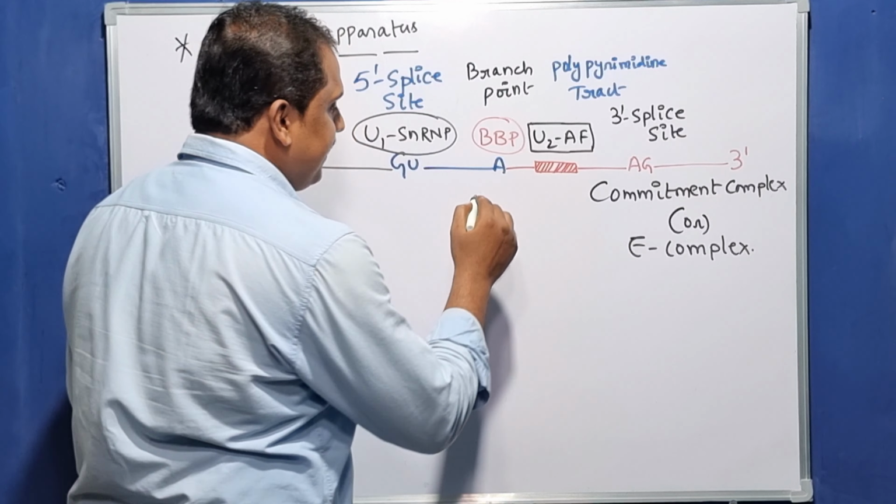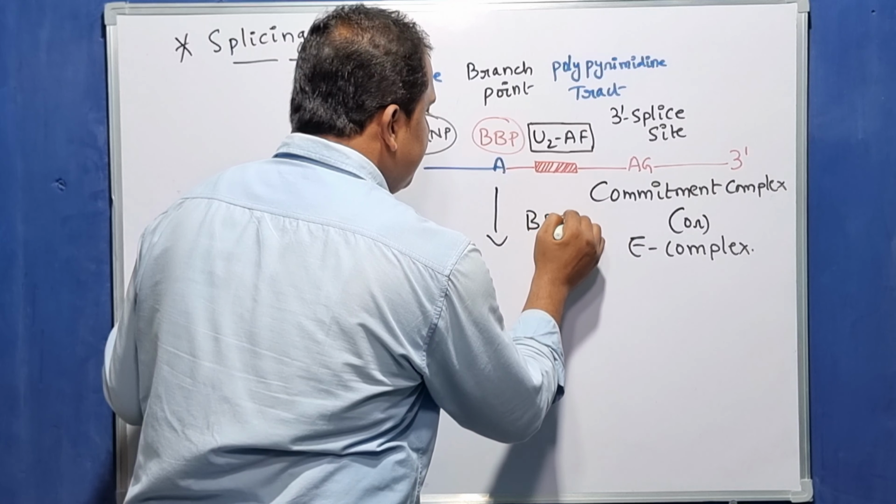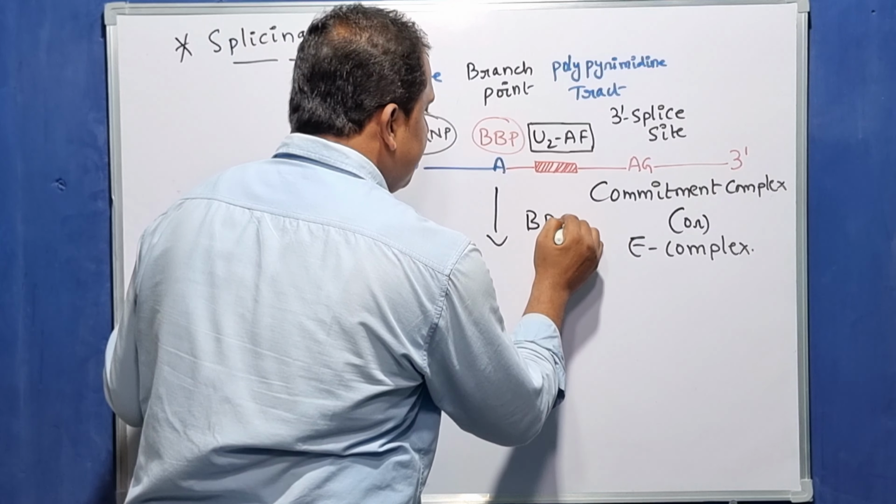So let me write it here. Here it is the branch binding protein, right? After the successful dissociation of the branch binding protein, a specific snRNP, U2 snRNP, successfully recruits there.